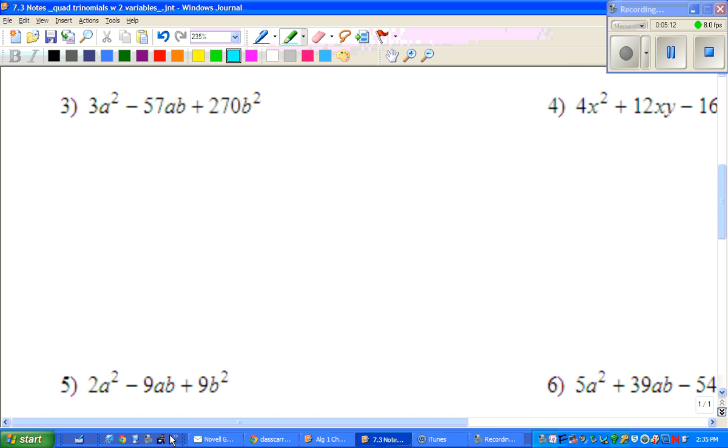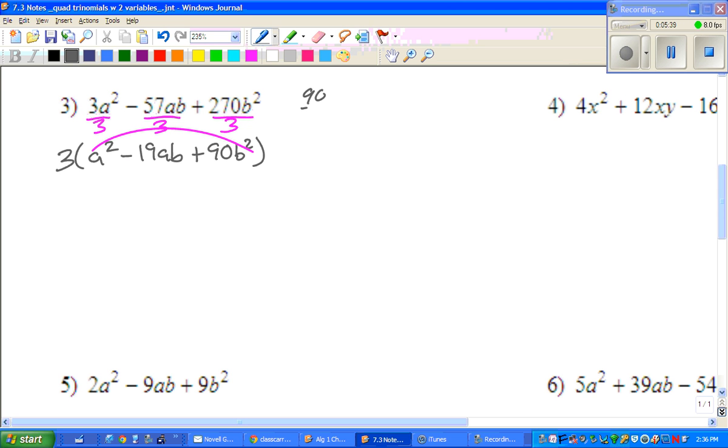Alright, number 3. Can you take out a GCF? And the answer to that is yes, you can. We can take out a 3. So when we factor out a 3, we're left with a squared minus 19ab plus 90b squared.